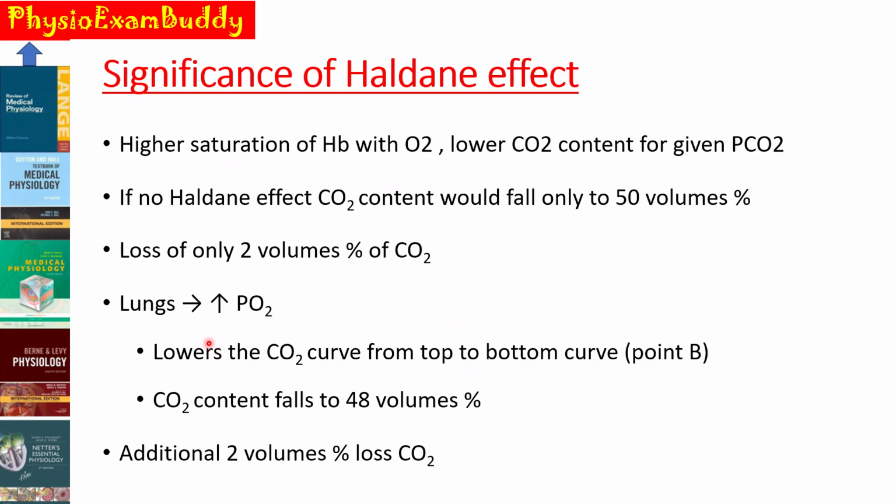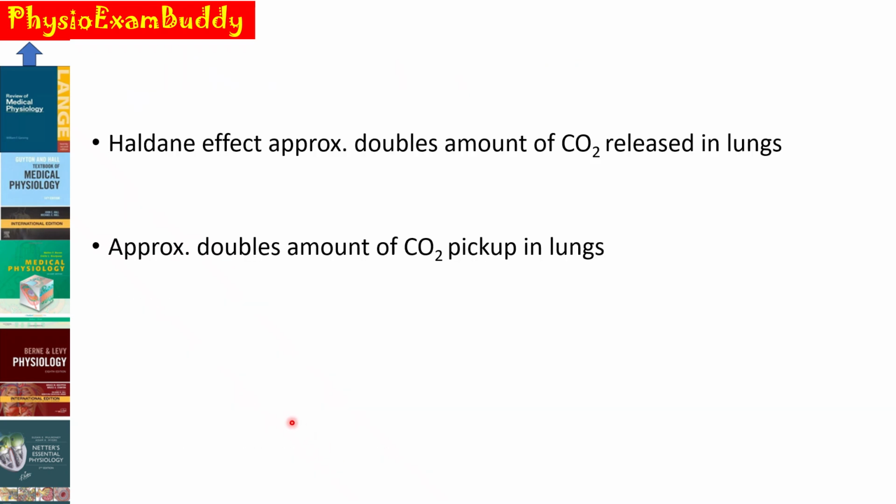In the lungs, when the partial pressure of oxygen increases, it lowers the carbon dioxide curve from the top to the bottom curve. That is what we have seen in the previous graph, point B. So the carbon dioxide content will fall to 48 volume percentage, the additional 2 volume percentage loss of carbon dioxide. So thus the Haldane effect approximately doubles the amount of carbon dioxide released in the lungs and approximately doubles the amount of carbon dioxide pickup in the tissues.